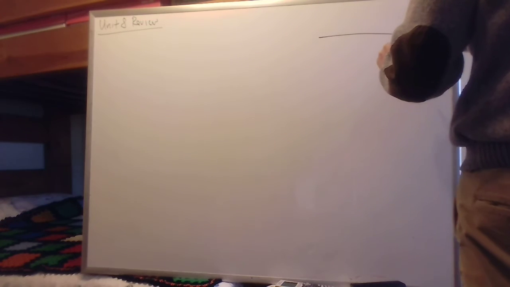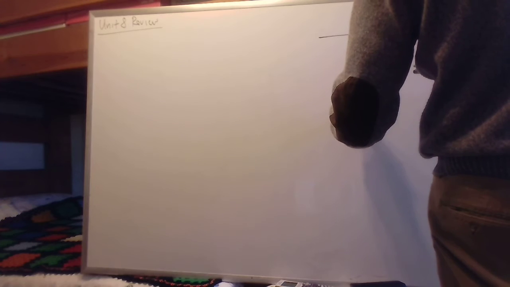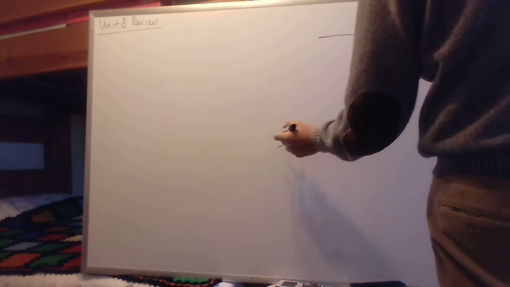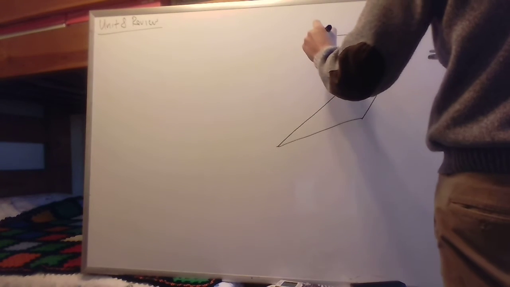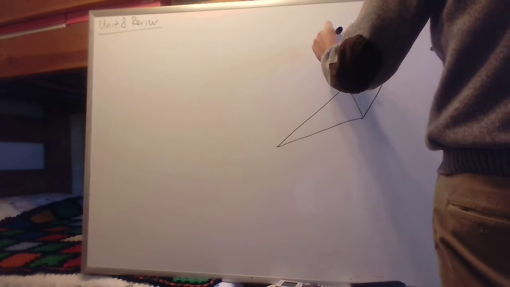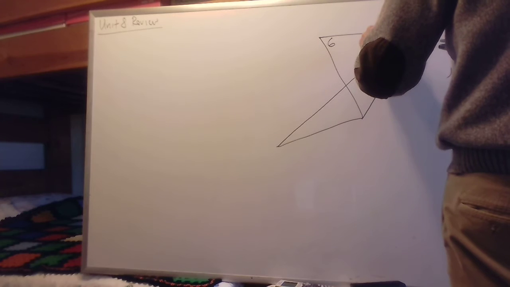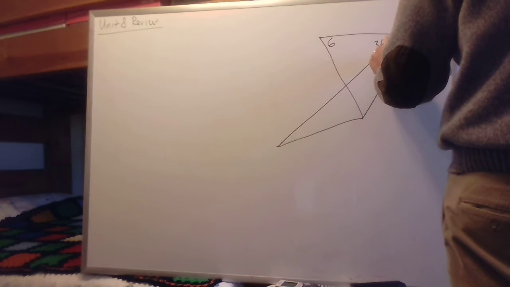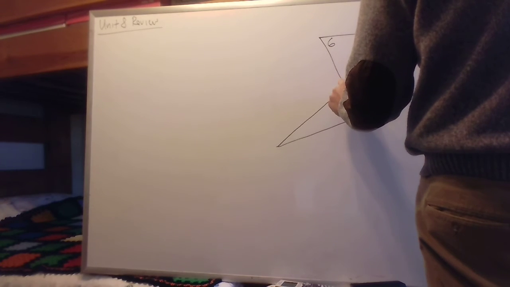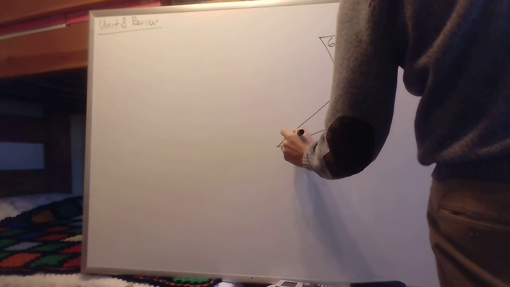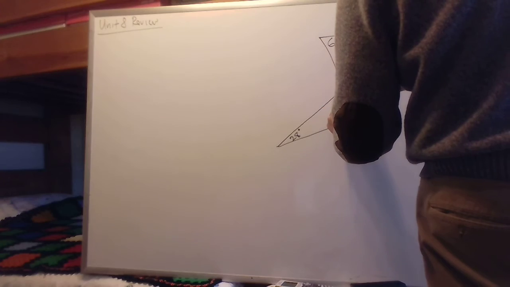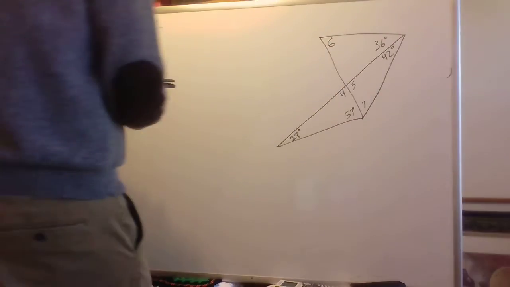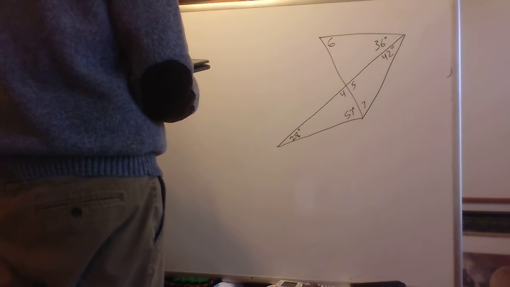All right, so these problems, number 8 through 11, look at this cool looking shape. It's pretty cool. Let me just draw it. So there's angle 6, 36 degrees. We have 42 right here, 5 and 4, and then 7, 28 degrees, and 57.